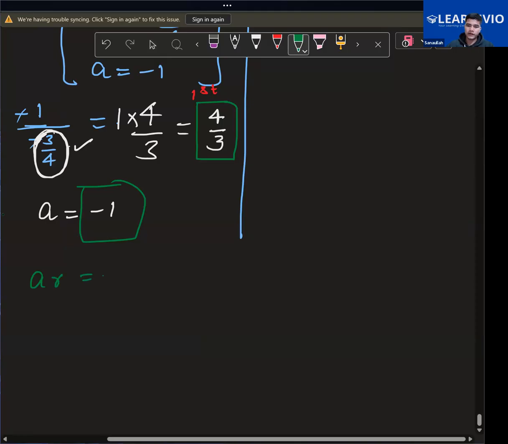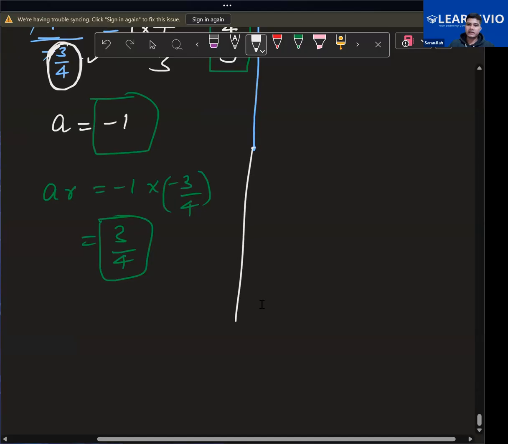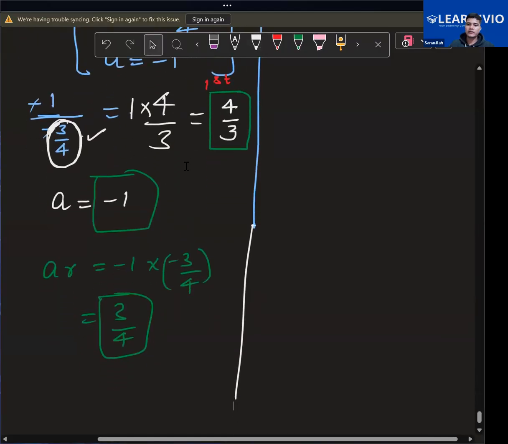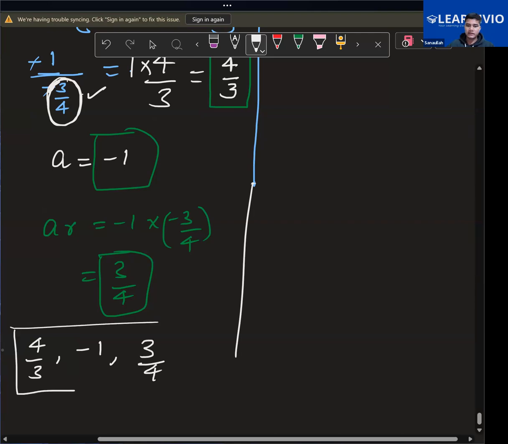So it will be minus 1 times minus 3 by 4. So this will become 3 by 4. So I am getting first term is 4 by 3, second term is minus 1, and third term is 3 by 4. So this is our required geometric progression, GP number 1.